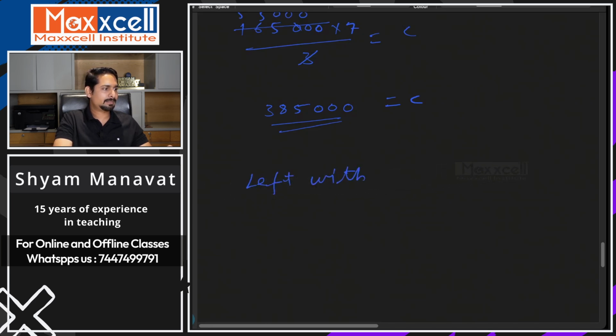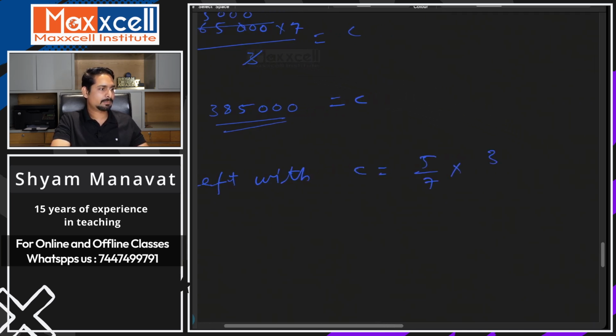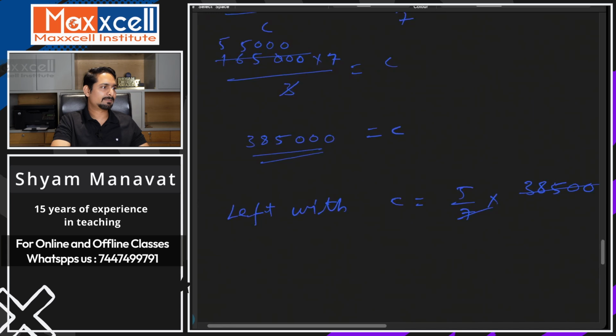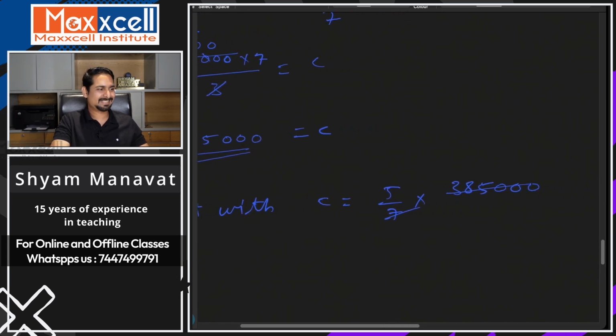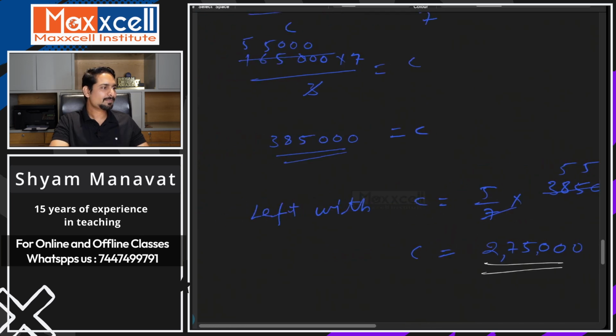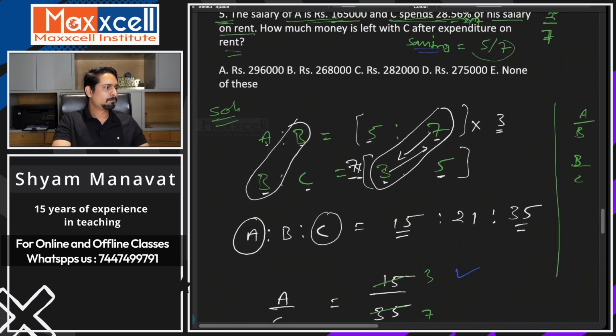Left with C is 5 by 7 into 3,85,000. Cancel again. This 7 which we multiplied, we are cancelling again. We are again getting 55,000 here. Now multiply 5 with this 55. What do you get? 2,75,000. That is what will remain with C after paying the rent. That's what we need to find out. 2,75,000. Option D is your answer here.